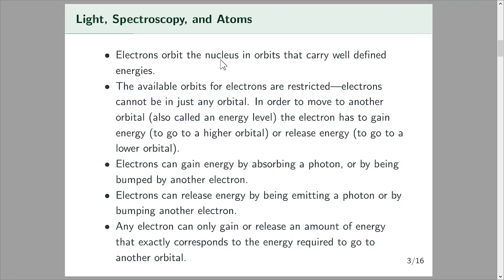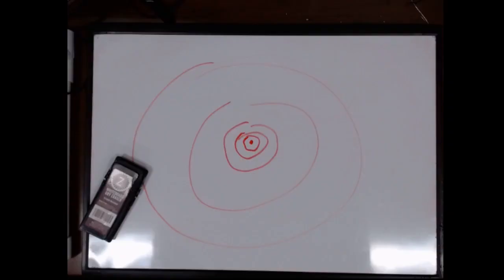In order to move to another orbital, in other words, in order to go to a new energy level, the electron has to gain or release a certain amount of energy. And so electrons can gain energy to go to a higher level by either absorbing a photon or being bumped by another electron. So let's go to my drawing again. I'll try to do a better drawing here.